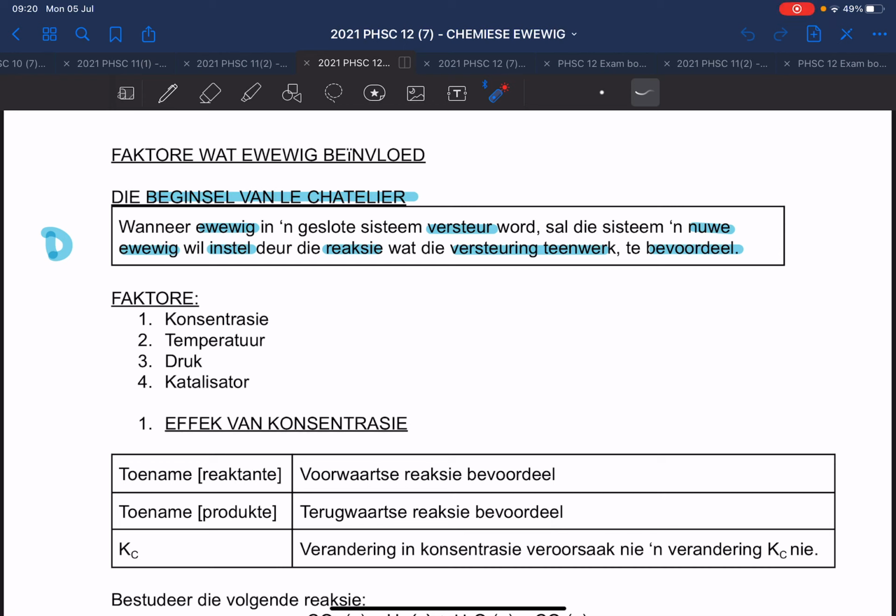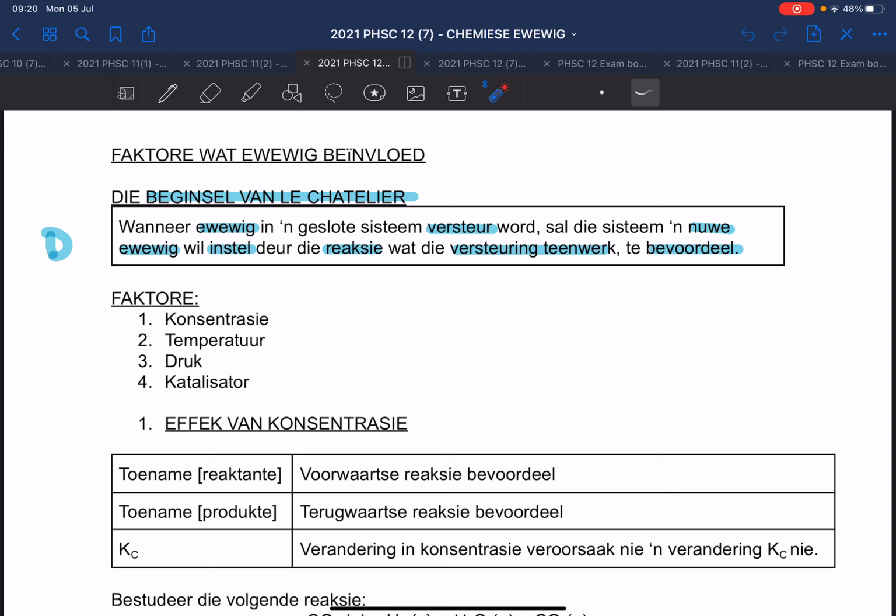Dit sê net, as ons 'n ewewig het, if we have an equilibrium, what is an equilibrium again? That is where we have a closed system, 'n geslote stelsel. So equilibrium is op die vorige bladsy van die presentation. We have a closed system. We have a reversible reaction, 'n omkeerbare reaksie.